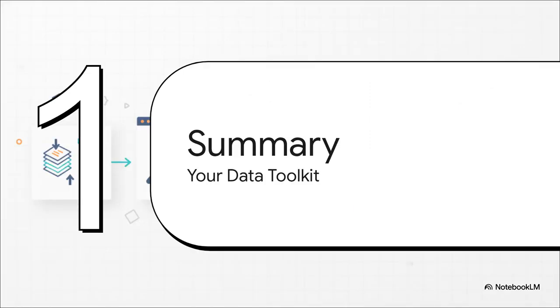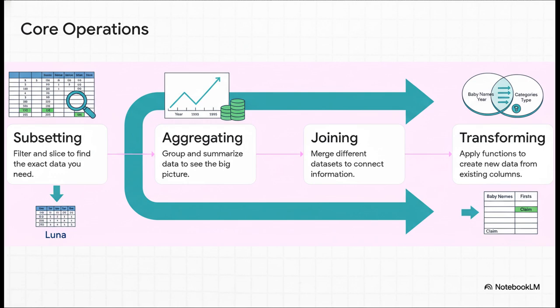So let's take a step back and think about what we just did. In the process of just investigating one article, we've actually used the 4 core operations that are really the bread and butter of data analysis. Let's do a quick recap of our new toolkit. First, we use subsetting to filter over 2 million records all the way down to just the ones for the name Luna. Then we used aggregating to group everything by year so we could see big picture trends, like the baby boom. After that, we used joining to merge our baby name data with our new categories table to unlock completely new insights. And finally, we used transforming to create a totally new first column from existing data so we could check that last claim.